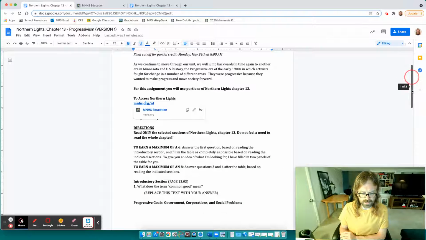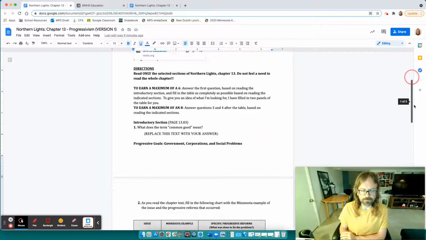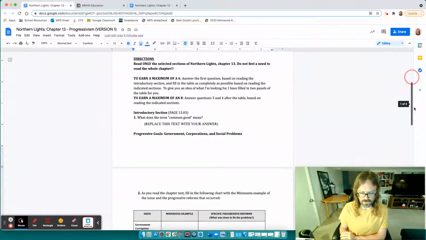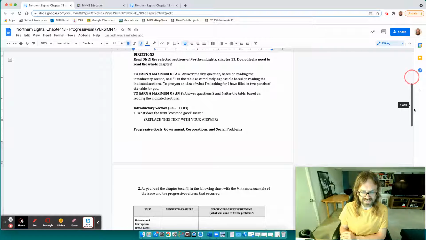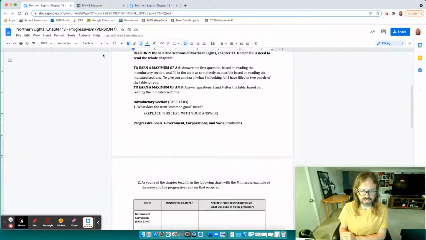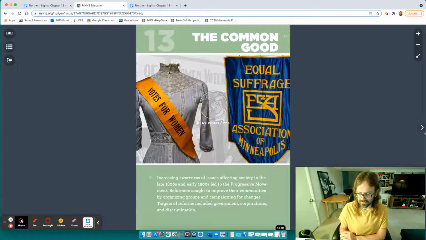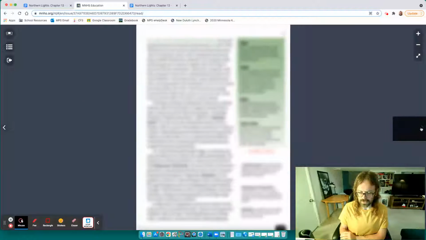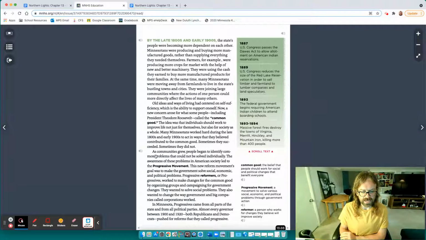This is one of those assignments where there's what you need to do to earn a 6, and what you need to do to earn an 8. To earn a 6, you need to do the first question plus fill in the table as completely as possible based on reading the indicated sections. For question 1, it says, what does the term common good mean? You'll read page 1303 for that, and based off of what you find on that page, you will define the term common good.